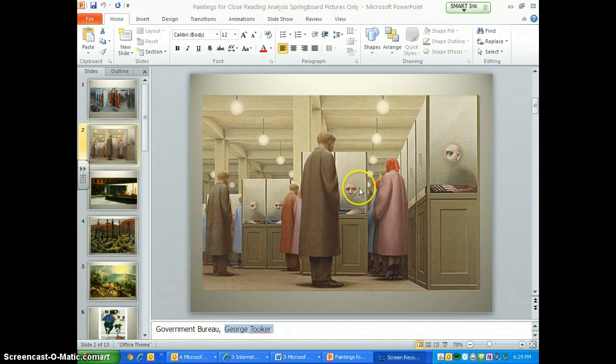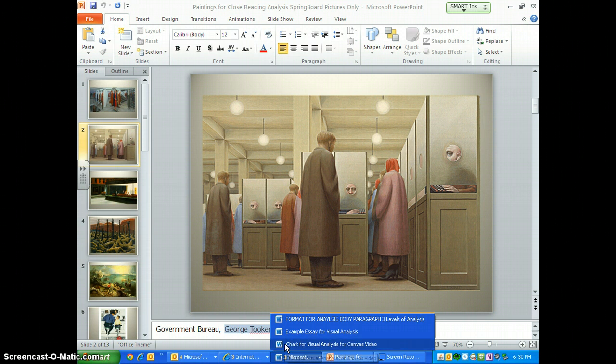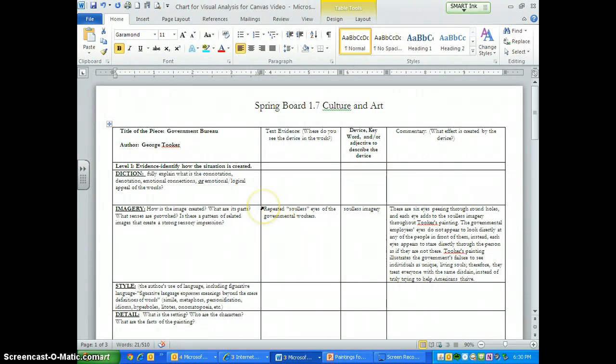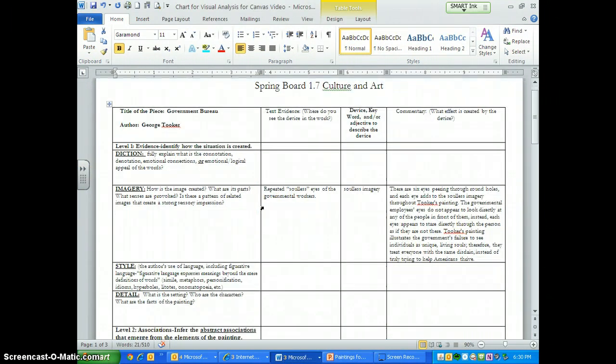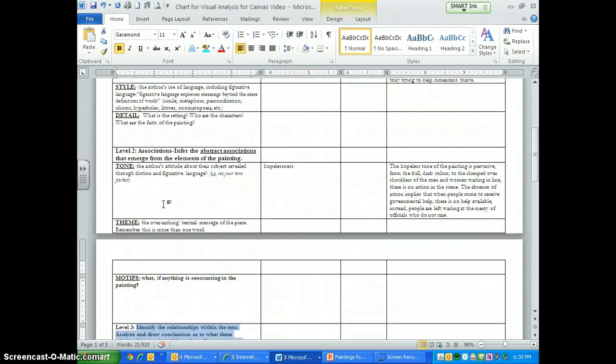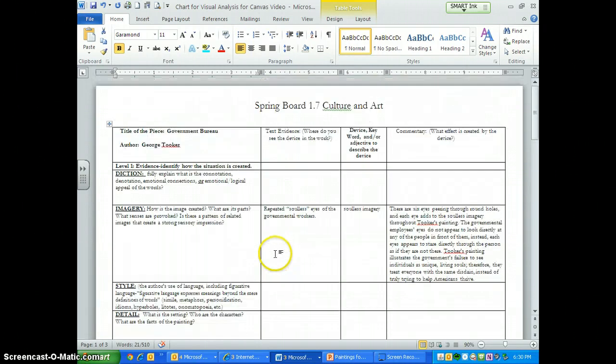We've already looked at this picture in class, so I went ahead and wrote my analysis over it, since everybody's had a chance to look at it and we've talked about it. So here is my chart that I filled out. For the sake of time, I just went through each level of analysis and chose one from each to do. You, of course, need to do all of them because you need the practice, but I chose one specific element that really stuck out to me and that I wanted to write about.